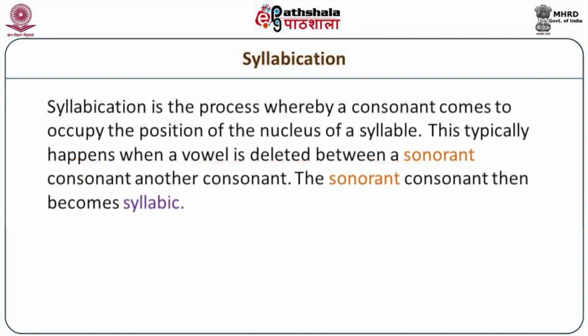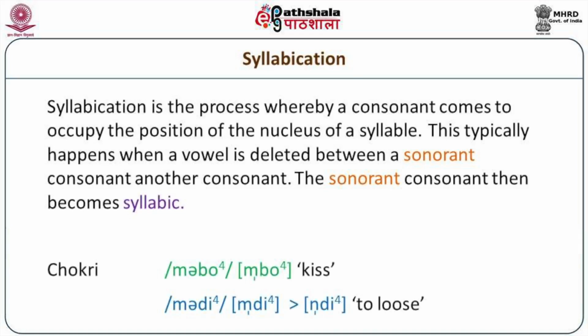Syllabication is the name of the third process involving whole segments. Syllabication takes place when a consonant comes to occupy the position of nucleus in a syllable. This typically happens when a vowel is elided, as a result of which a consonant, typically a sonorant consonant such as a nasal or a lateral, becomes syllabic.